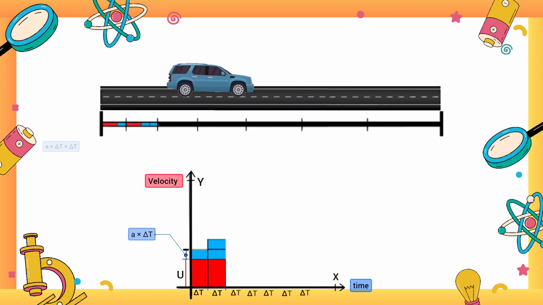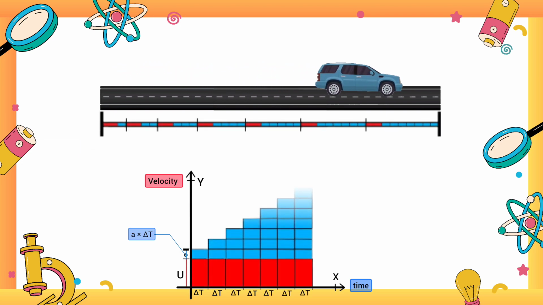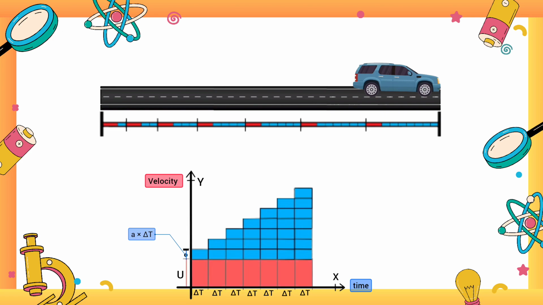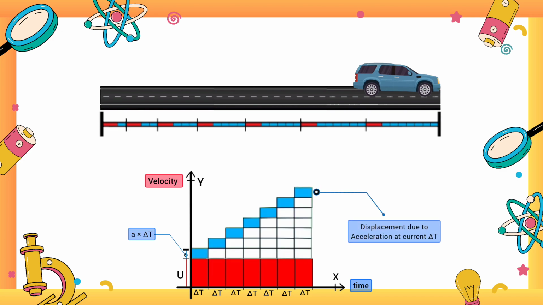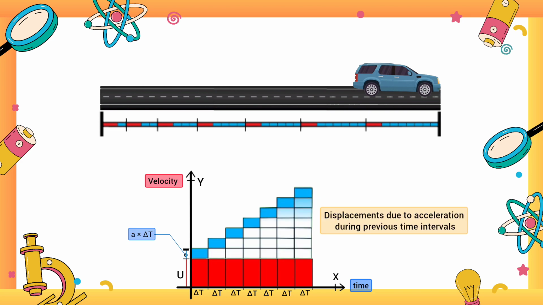Similarly, for every time interval, the contribution due to the existing velocity and the contribution due to the acceleration get added together to give the displacements at each interval. In the graph, we can notice that the red represents the initial velocity u, which contributes equally in all time intervals. The blue parts represent displacement due to acceleration. The top part represents displacement due to the acceleration of the current time interval. The remaining blue parts are the displacements due to the increased velocity during previous intervals.